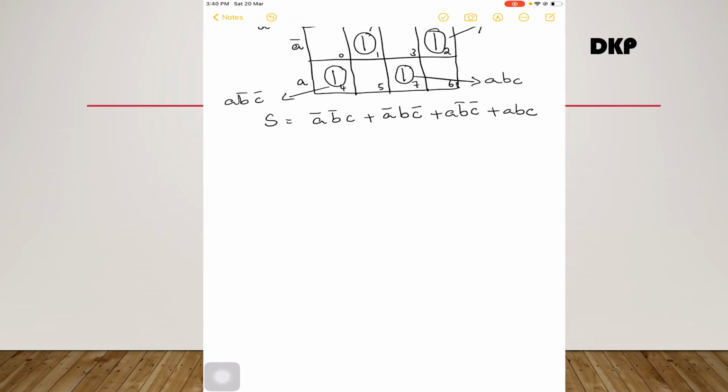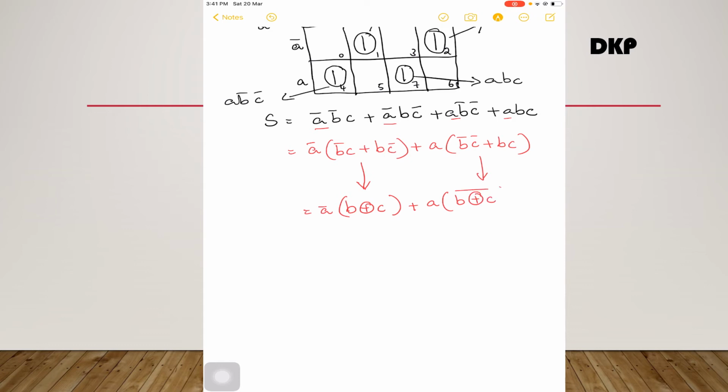Now you have to simplify this. Here A bar is common, therefore A bar into B bar C plus B C bar, plus here A is common, take it outside, therefore you'll get A into B bar C bar plus BC. What is B bar C plus B C bar? It is B XOR C. Therefore you can write this as A bar into B XOR C plus A into B XOR C the whole bar.